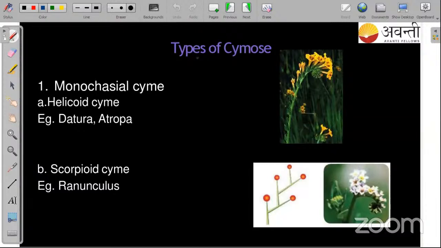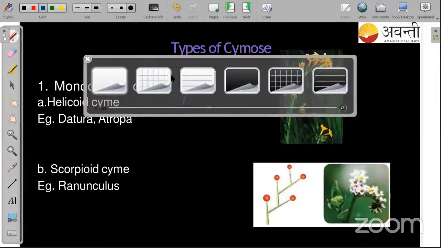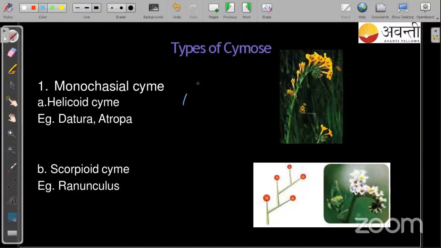So what is meaning monochasial actually? So here is the development of flower happen. Okay, 1 minute. 1 minute, guys.